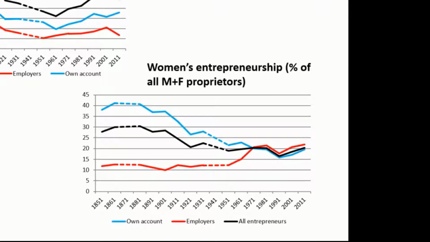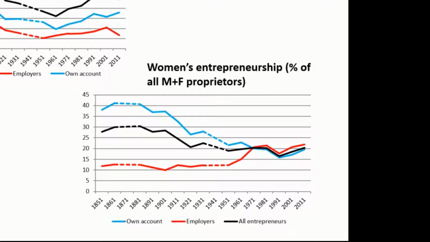Now, within that, bottom right here is the women's participation rate. This is the percentage of women proprietors as a percentage of all proprietors, male and female. And you can see that totally they were about 40% in the 19th century. That's nearly half of all proprietors were women. And of that, the largest proportion were own account. The black line is 30% of all proprietors, but 40% of the own account were women, and about 10% were employers. So you can see that female proprietors were really rather important in the 19th century, and much more important than they are today.